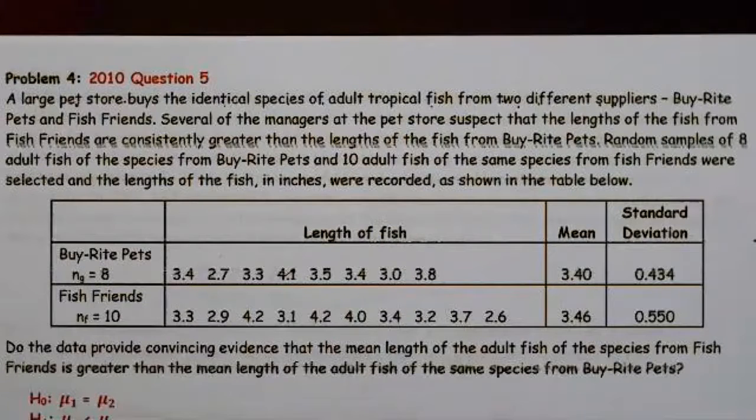So a large pet store buys the identical species of adult tropical fish from 2 different suppliers, Buy Right Pets and Fish Friends. Several of the managers at the pet store suspect that the lengths of the fish from the Fish Friends are consistently greater than the lengths of the fish from Buy Right Pets. Random samples of 8 adult fish from the species at Buy Right and 10 adult fish of the same species from Fish Friends were selected, and the lengths of the fish in inches were recorded.